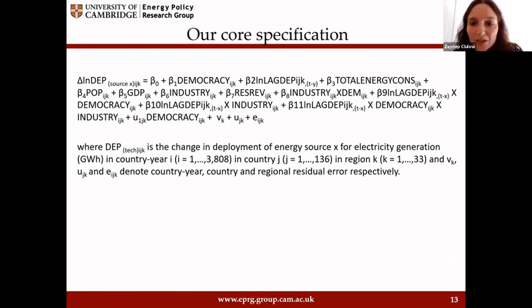I won't dwell on this too much, but I think the important ones are beta 8, the industry and democracy interaction, which I was referring to earlier, and then beta 11, which is a cross interaction also involving a lagged deployment of that energy source, to allow for cross spillover effects from previous years on the interaction.